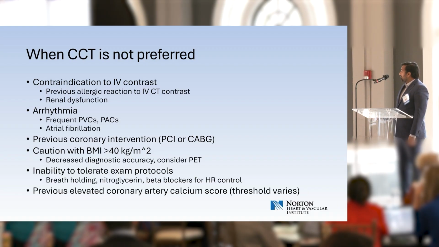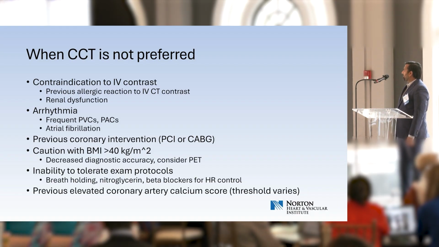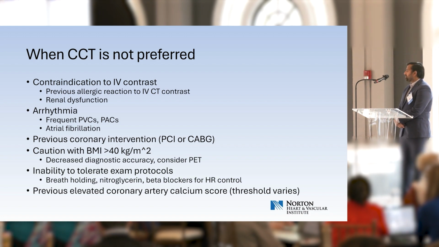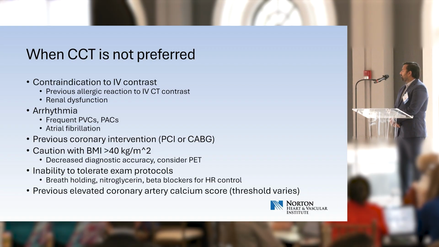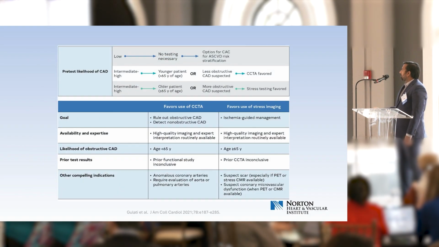There are certain exam protocols that need to be tolerated for a patient to get a coronary CT. So it includes breath holding, nitroglycerin, the beta blockers, as I mentioned before, or being able to control the heart rate. And for patients who have previously elevated coronary calcium scores, you have to be cautious. That threshold can vary. There are some institutions that won't do coronary CTs on patients if their calcium scores are over 1,000. So that's kind of a rough cutoff to use. We scan everyone, but the diagnostic accuracy goes lower.